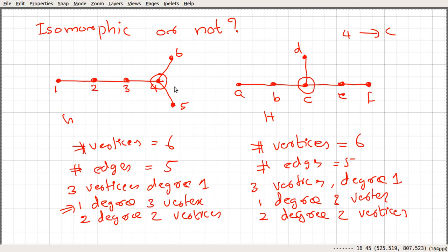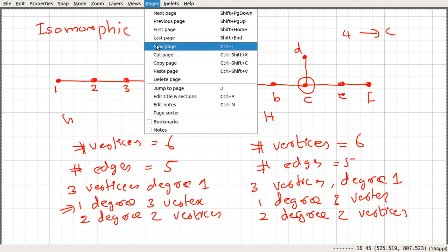Let me go and write that. Since 4 must be mapped to C, the 2 neighbors of 4 have degree 1, but in this graph only 1 neighbor has degree 1. So that says these two graphs are not isomorphic. Let me go and write down what I said.